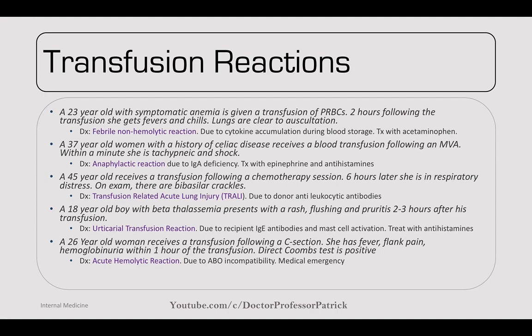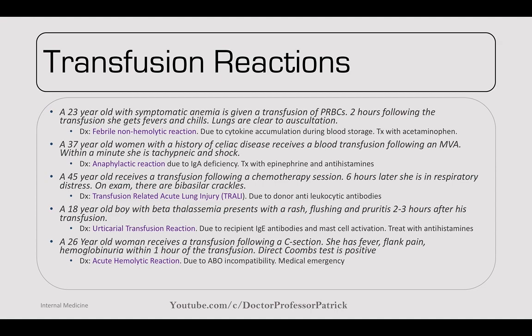And next, we've got a 37-year-old woman with a history of celiac disease receiving a blood transfusion following an MVA. Within a minute, she is tachypneic and in shock. This can be an anaphylactic reaction due to IgA deficiency. It's more common in people with celiac disease. You want to treat this with epinephrine and antihistamines.